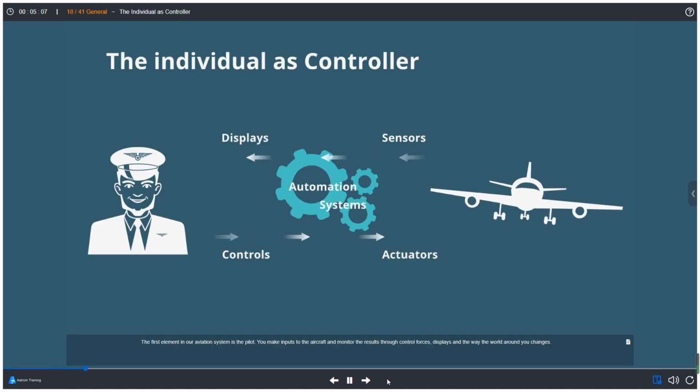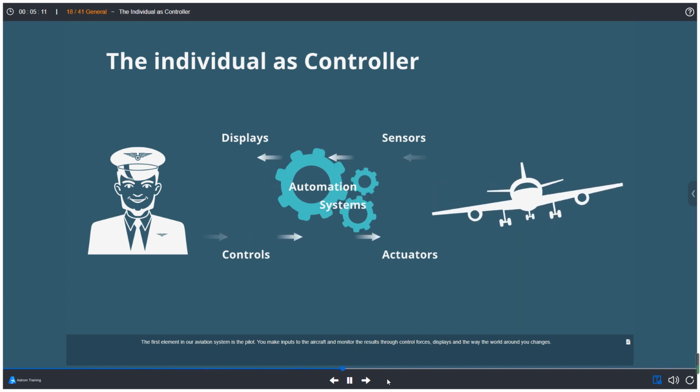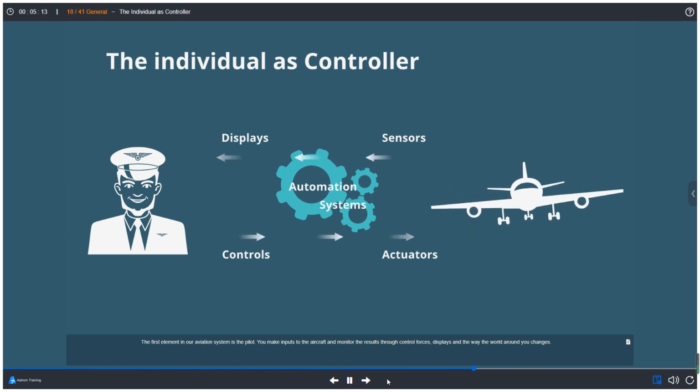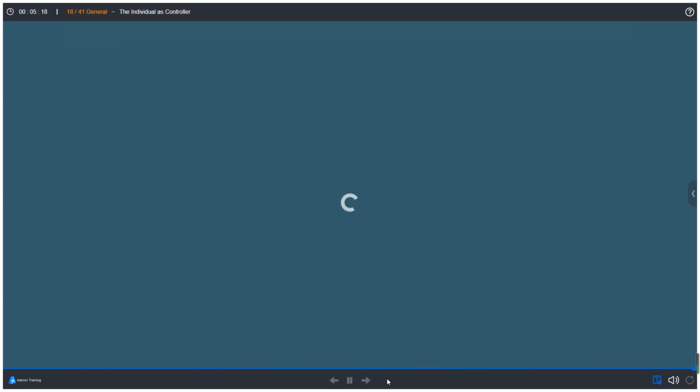The first element in our aviation system is the pilot. You make inputs to the aircraft and monitor the results through control forces, displays and the way the world around you changes.